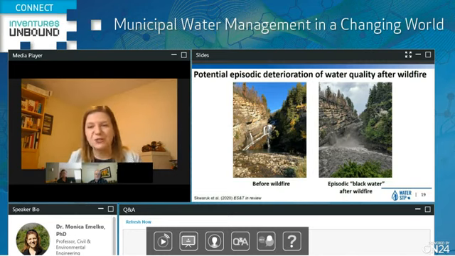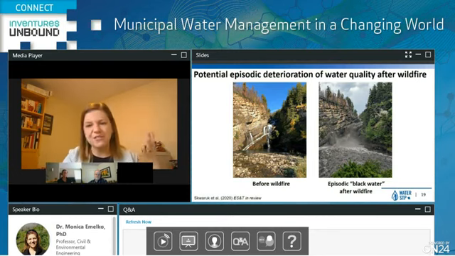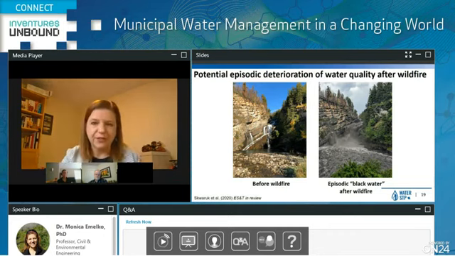So let's examine the extremes. One of the things we did in our project was we looked at, okay, we have various water qualities prior to fire. Let's look at the most extreme case, these episodic, short-lived black water events. Sometimes they don't even happen after fire. But the idea was, if we can treat this, well, then we can treat water that's less degraded.